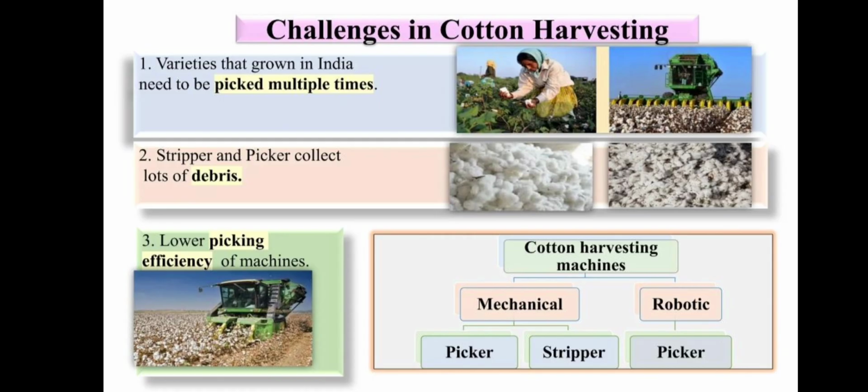Varieties grown in India need to be picked multiple times, and the strippers and pickers collect lots of debris. There is lower picking efficiency of machines, and the cotton harvesting machines are of two types. First is mechanical and second is robotic. In mechanical, there are two types. One is picker and second is stripper. But in robotic, there's only a picker.